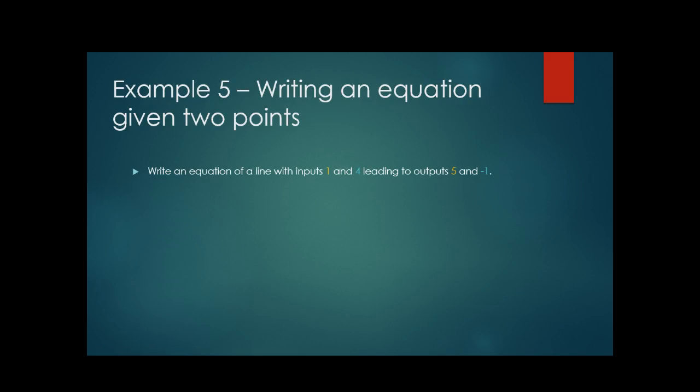If we want to write an equation with different information, instead of knowing the slope, we have 2 points, an input and output pair: input 1 leads to output 5, and input 4 leads to output negative 1. So 1 leads to 5 and 4 leads to negative 1, we have 2 points. To make an equation here, we can find the slope of the line going through those 2 points. So we use the slope formula. It's negative 1 minus 5 over 4 minus 1, which simplifies to negative 6 over 3, down to negative 2. So we know what our slope is.